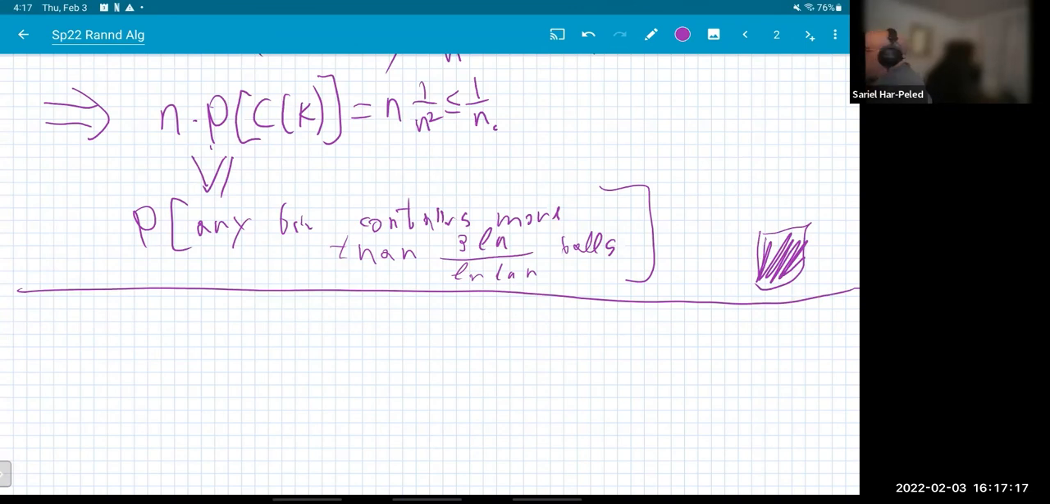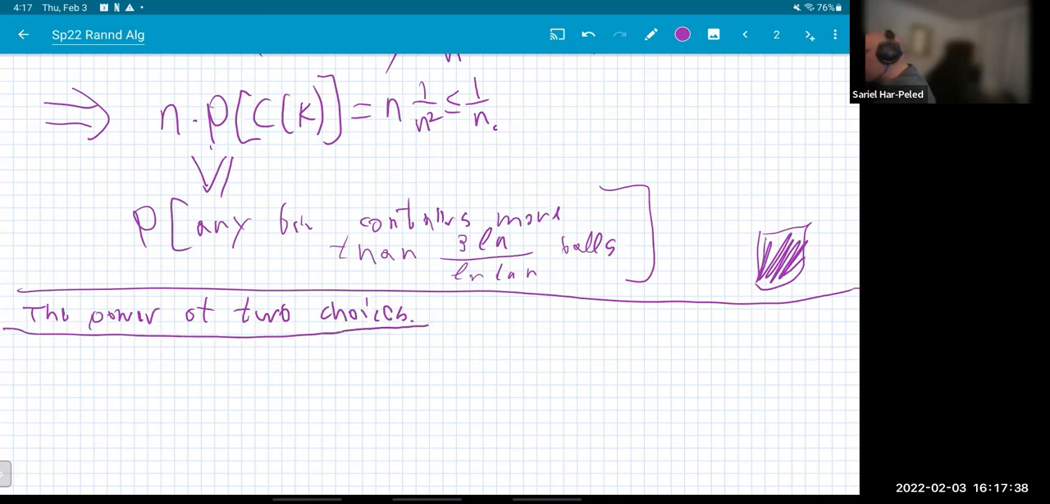So I want to mention something. We will prove it later on in the course, but it's really a beautiful phenomenon, so I want to tell you about it. As I said, I didn't prove it, but as I stated, the above is tight, right? You throw n balls into n bins, there's going to be a bin that has log n over log log n balls, up to some constant, with good probability. So the question is, can you do better, right?